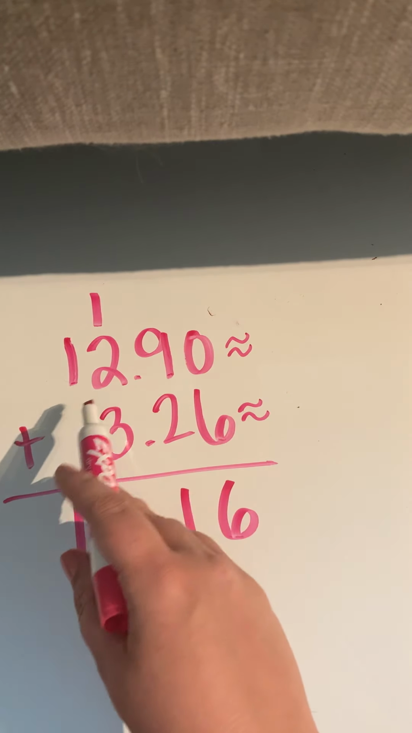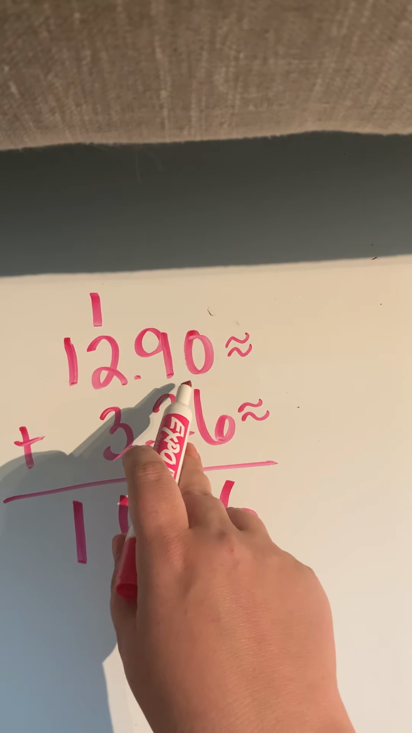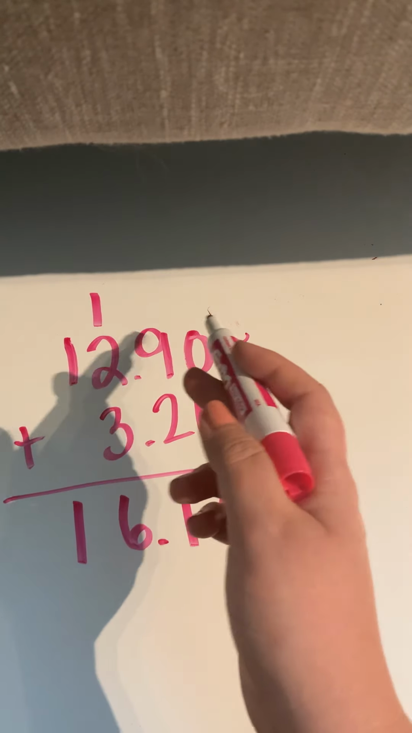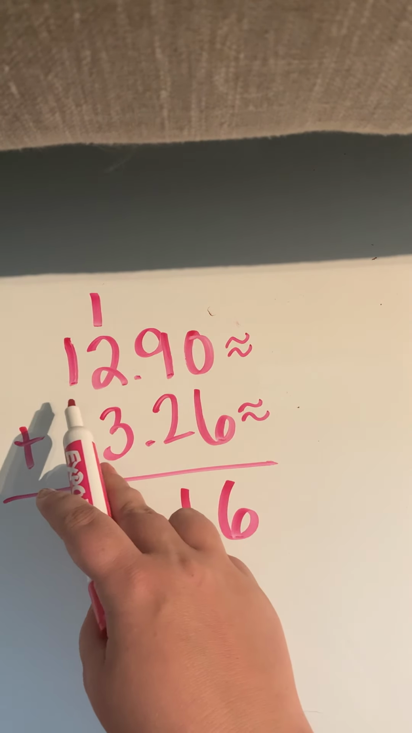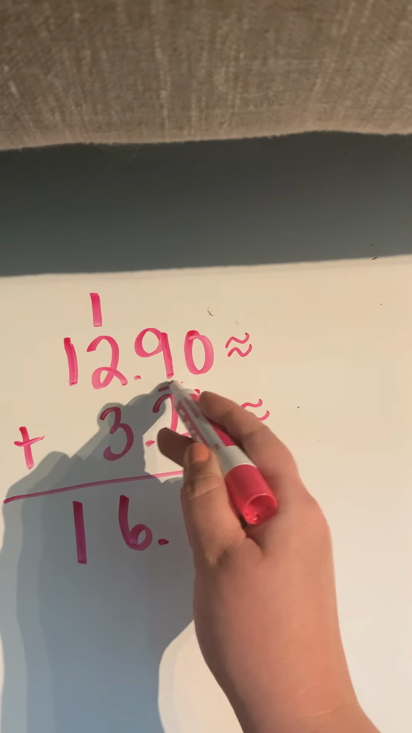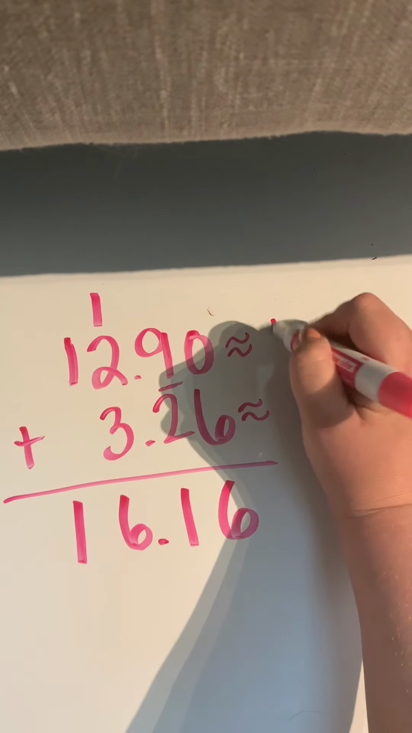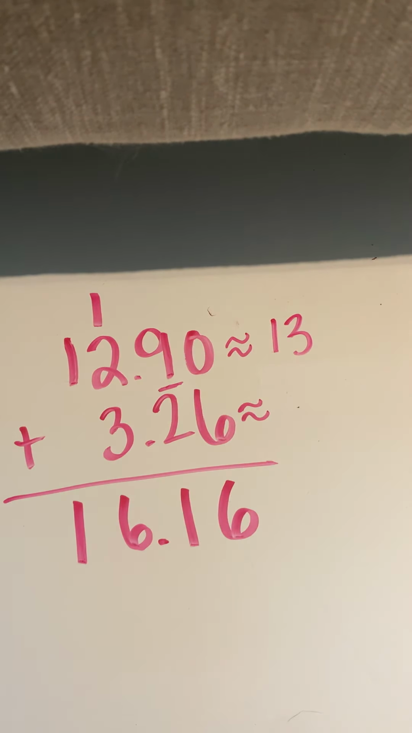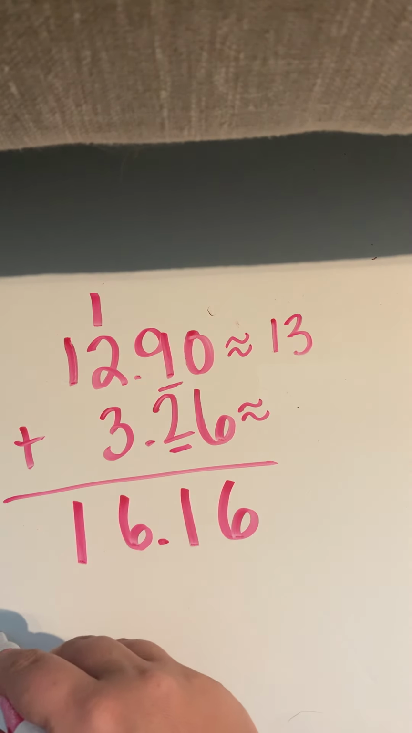So if I have 12 and 90 hundredths or 12 and 9 tenths, reading those, that would be the same thing. This would be closest to 13 because 9, of course, is greater than 5. So 13 wholes. And then here I'm going to look at my 2 and my tenths.